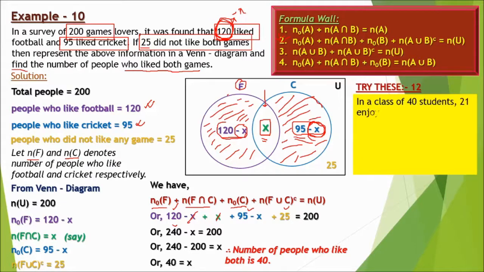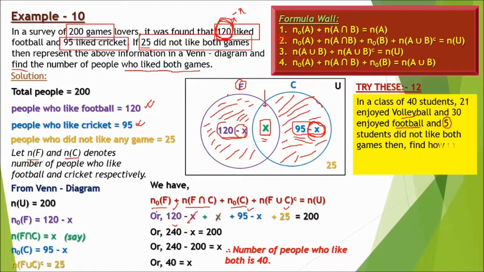Example 10. It is like example 10. Here you can see the number of people who do not like volleyball and football is also given, that is 5. These 5 people do not like football and volleyball, so they are the complement part. They belong to the complement region, outside of the circles of volleyball and football. Hope you understood the question. You will do it, I know. So let's move to another example.